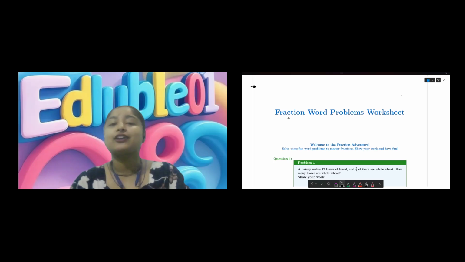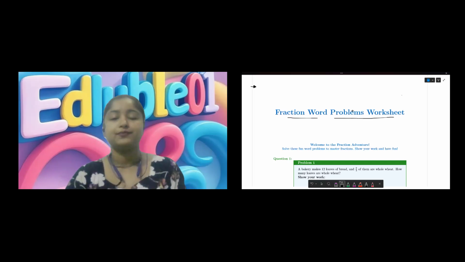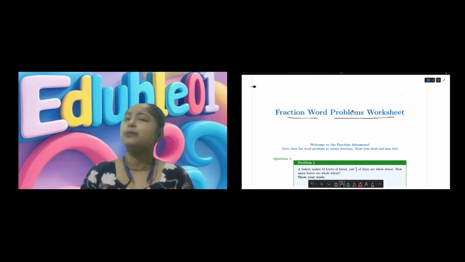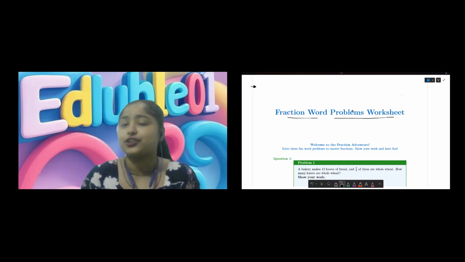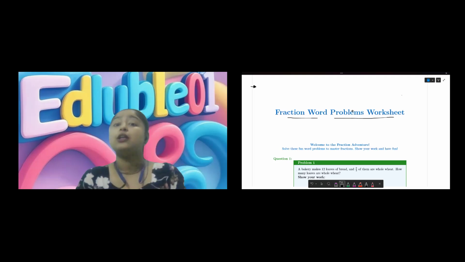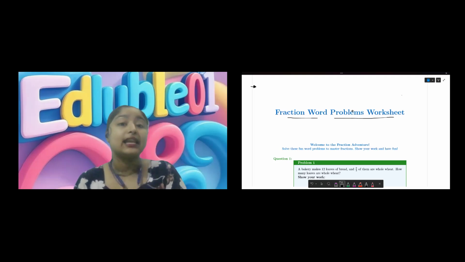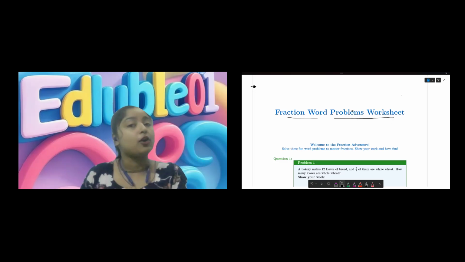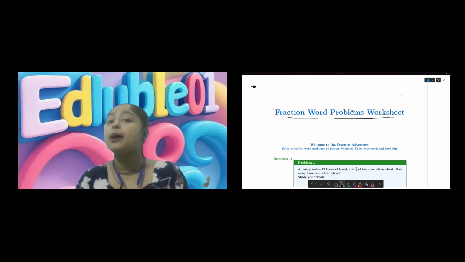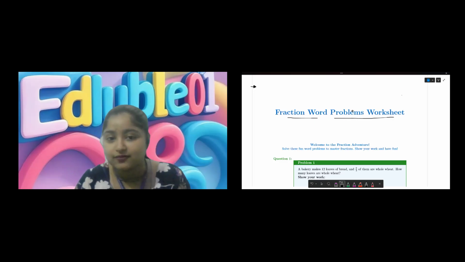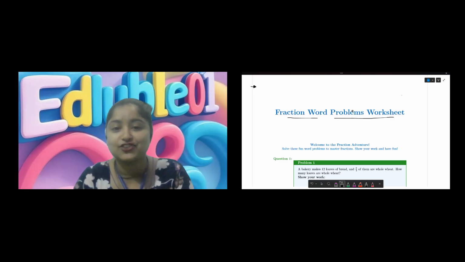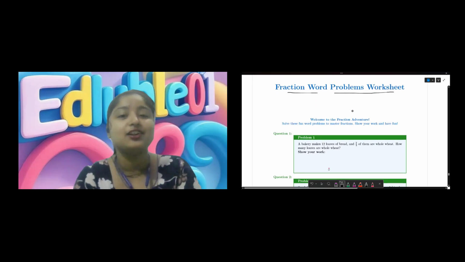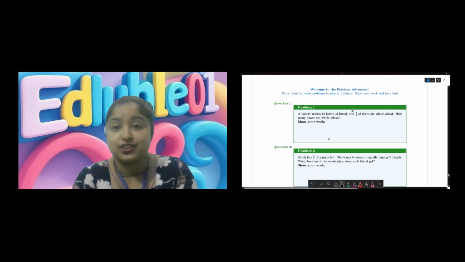So this is the fraction word problems worksheet. Basically, in this video, we are going to solve the fraction word problems. We understood the basic operations on a fraction, right? Now we are going to analyze the word problems, comprehend them, and then apply the correct operator. So without wasting much time, let's master the word problems of fractions.